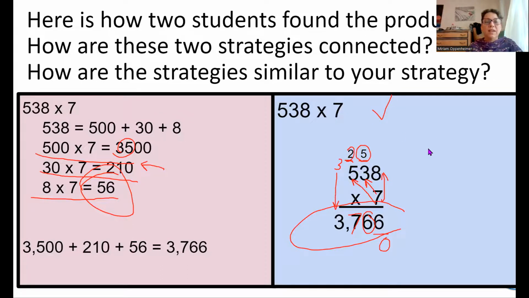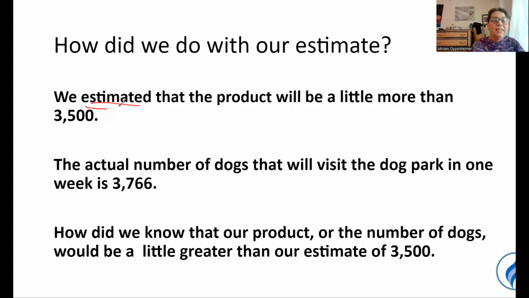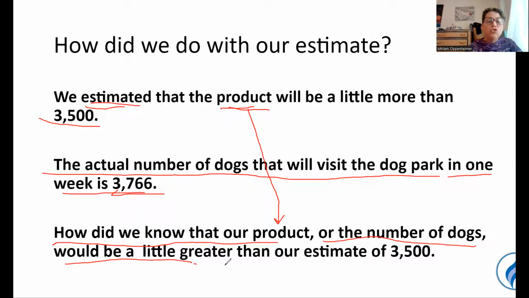Okay. Next thing. How did we do with our estimate? We estimated, we guessed that the product, the answer, will be a little more than 3,500. The actual number of dogs that will visit the dog park, remember it's a question about dogs, in 1 week is 3,766. How did we know that our product, the answer, would be a little greater than, remember, greater than is bigger than, our estimate, our guess of 3,500? Because at these numbers also, that's more than 35.